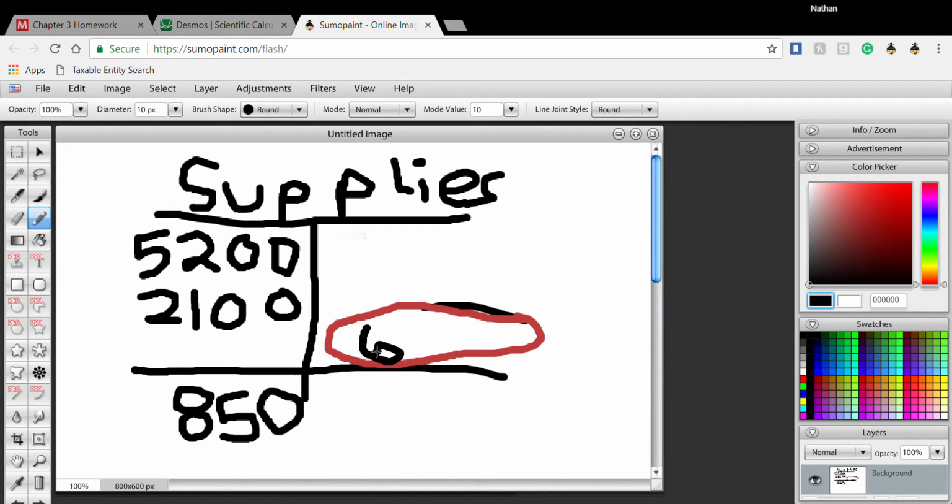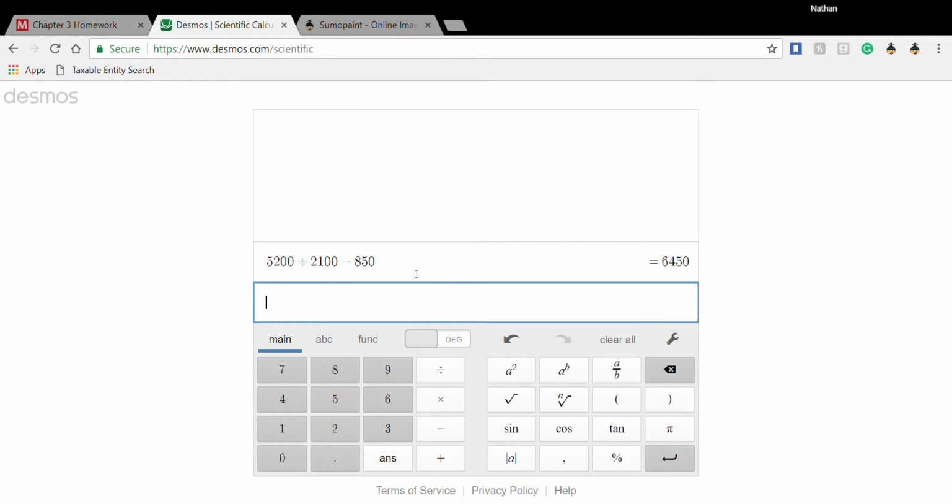So 6,450. And again, you can actually check this out and basically put in the math. So if I put in the math, 5,200 plus 2,100. This time subtract 6,450. I should come out to 850, which I do, which is the ending balance.